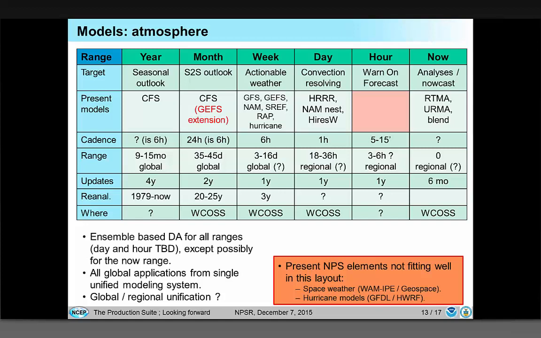On this machine, we are probably going to be forced to use a smaller fraction of the operational machine for real operations because we will need that machine for running retrospectives, for running testing, for running reforecast. And that's a sad story, but the reality.